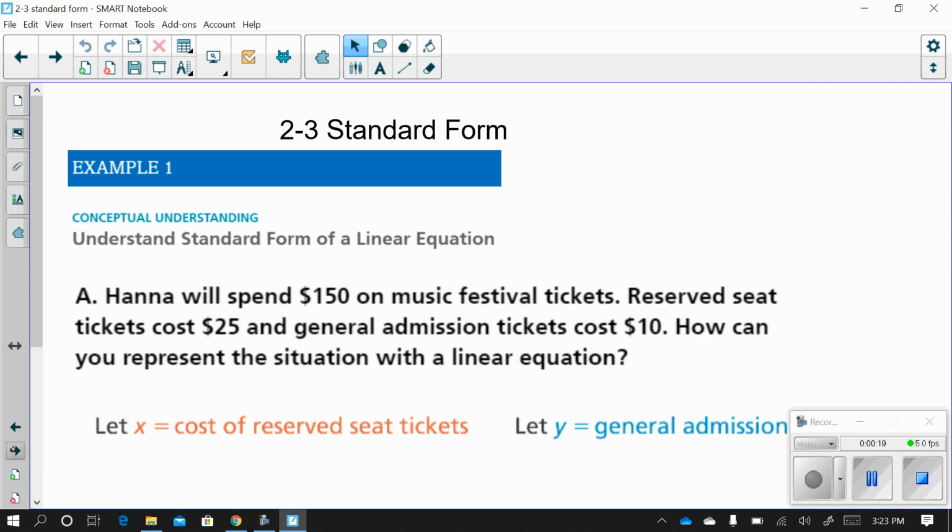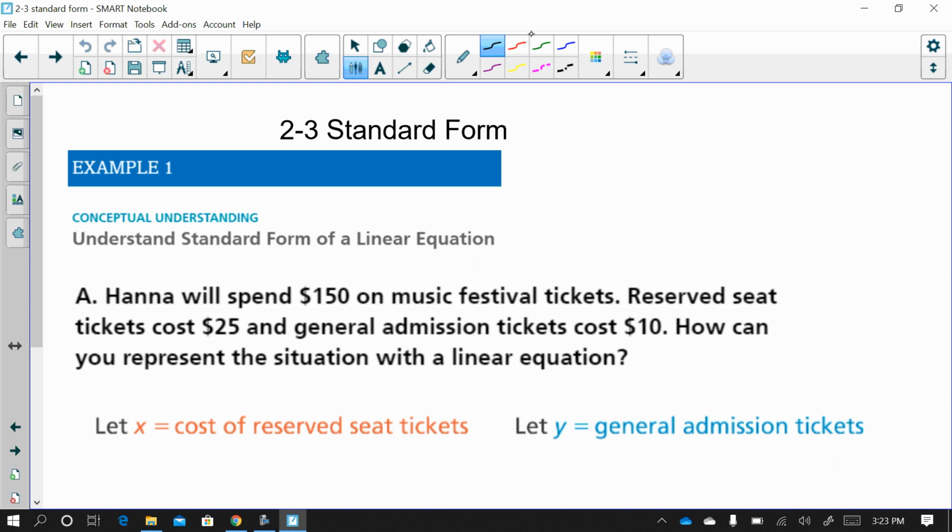So here's standard form. Like always, this book likes to just drop us right into an example, then explain what's going on. So the problem we're going to look at today is: Hannah will spend $150 on music festival tickets. Reserved seat tickets cost $25, and general admission tickets cost $10. How can you represent the situation with a linear equation? Notice I have two different types of tickets, reserved and general admission. I don't know how many of each I'm getting, so those are going to be my variables. When we have more than one unknown, it's always a really good idea to label your variables.